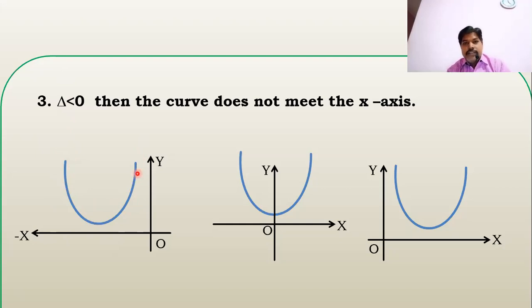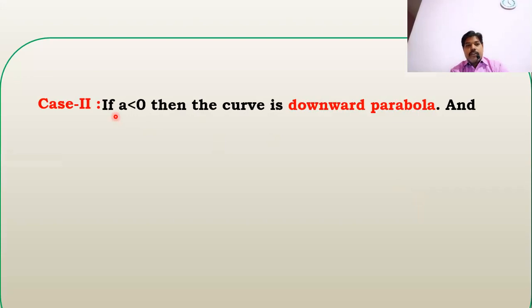Are all understood, students? So three cases arise. Similarly, if you take a less than 0, you will get a downward parabola. So case 2, see this one here. In this case, we are going to discuss a less than 0. I already told that if a is less than 0, then the curve is a downward parabola. So first we have to understand that one.